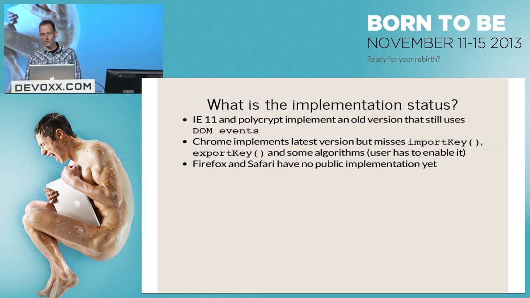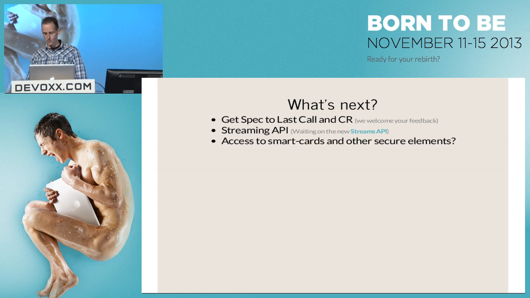Chrome implements the latest version, but as I said during the demo, they support import key and export key, but not with JSON keys, only raw keys, and you can't import the asymmetric keys using the raw format. Firefox and Safari have no public implementation yet, so that's why I used a polyfill in the demo.